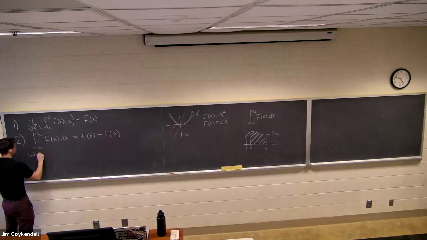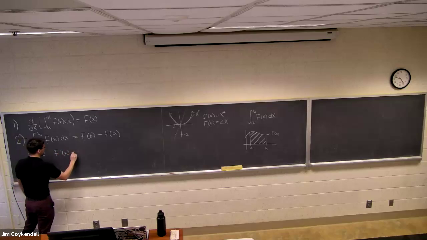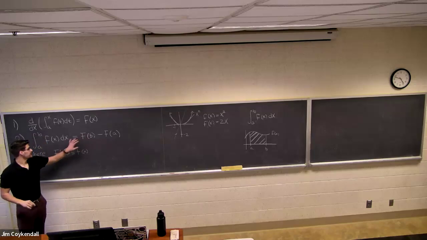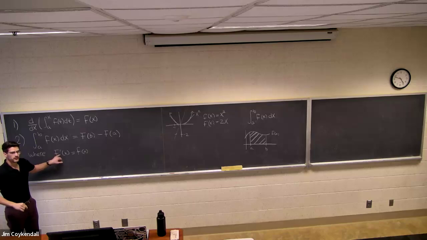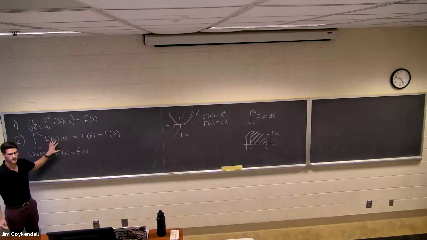What's this capital F? Well, it's what we're going to call the antiderivative of little f. So maybe this requires a little bit of explaining, right? We call this the antiderivative of f because when we take its derivative, we get f. So the rate of change of this function is our original function, right?